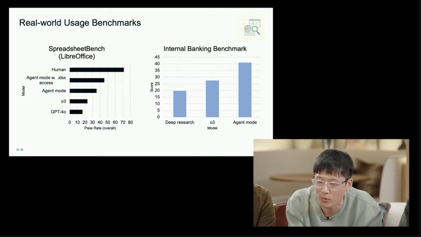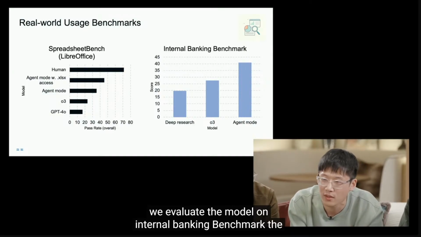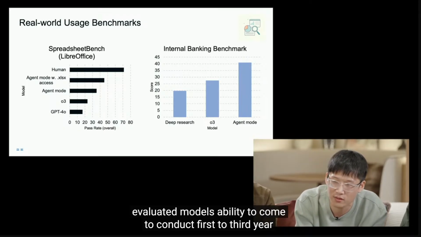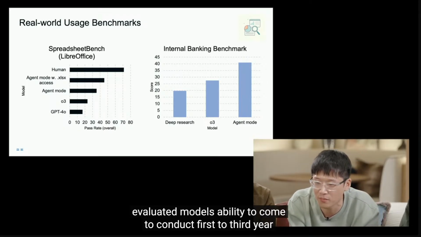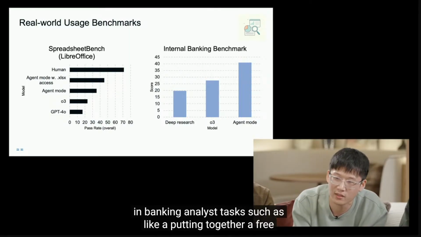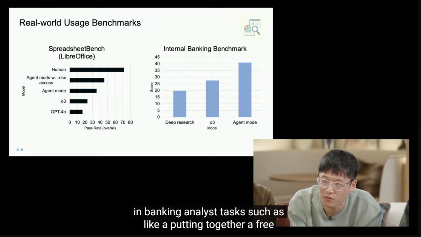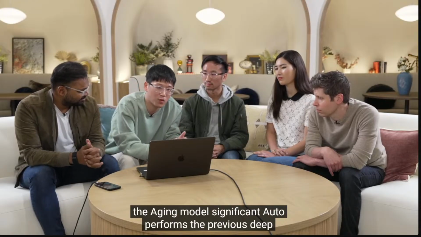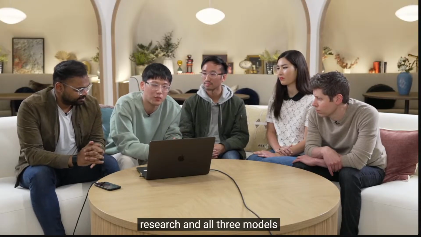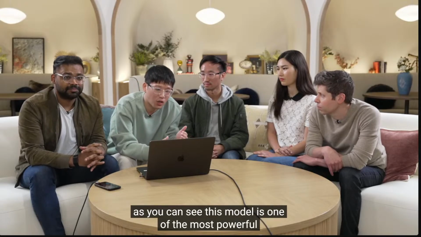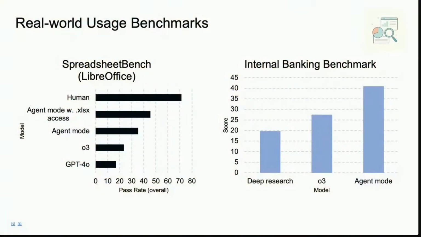Finally, we evaluate the model on an internal banking benchmark. This benchmark evaluates the model's ability to conduct first to third year investment banking analyst tasks, such as putting together a three-statement financial model for a Fortune 500 company. In this benchmark, the agent model significantly outperforms the previous deep research and O3 models. As you can see, this model is one of the most powerful models we've ever trained.